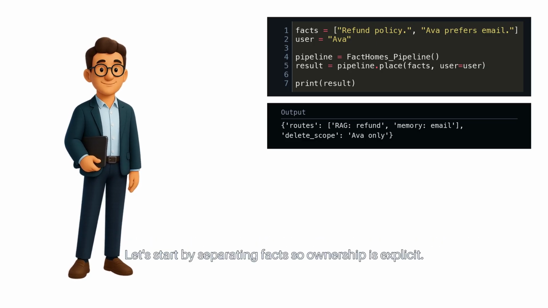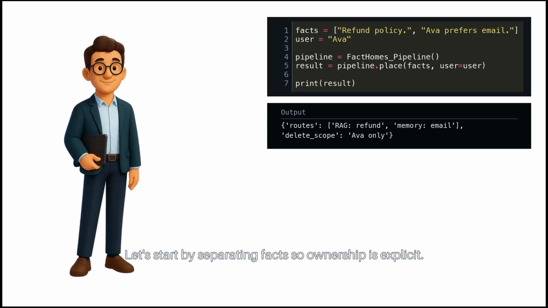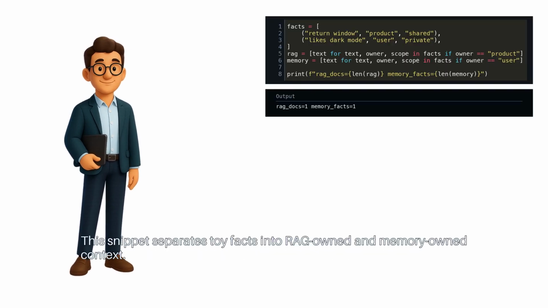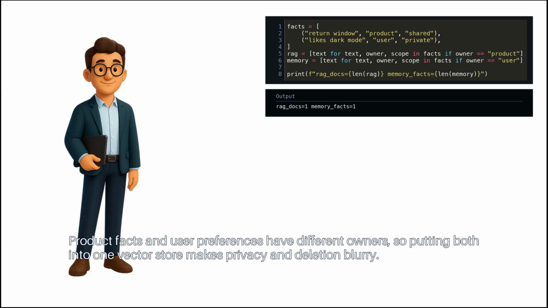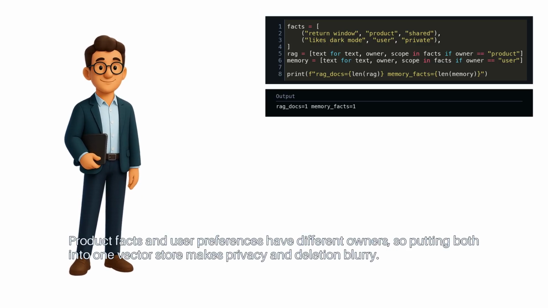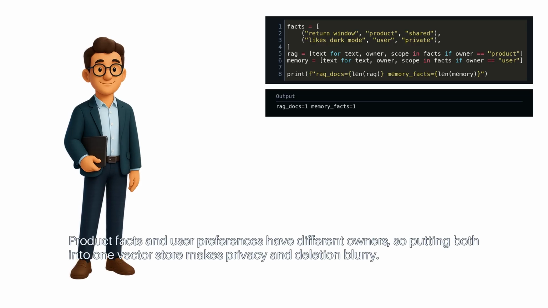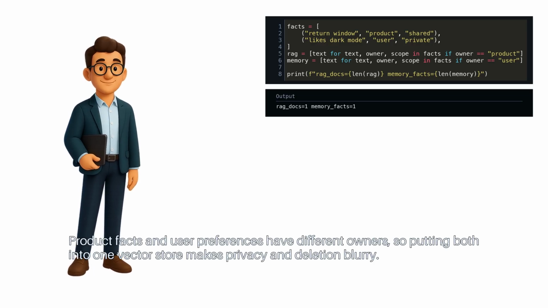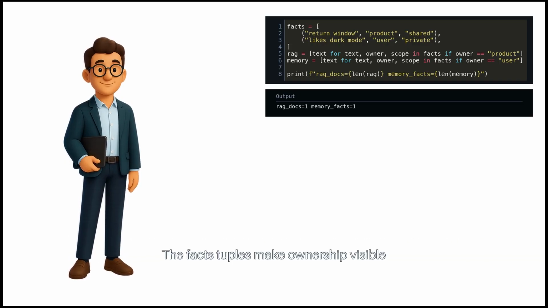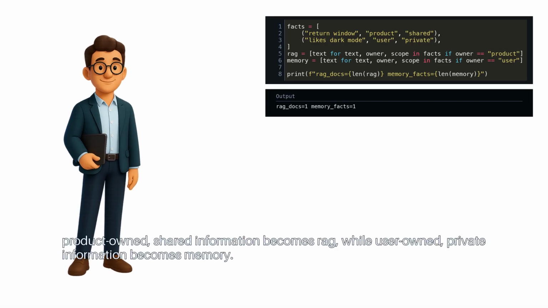Let's start by separating facts so ownership is explicit. This snippet separates toy facts into RAG-owned and memory-owned context. Product facts and user preferences have different owners, so putting both into one vector store makes privacy and deletion blurry. The facts tuples make ownership visible.